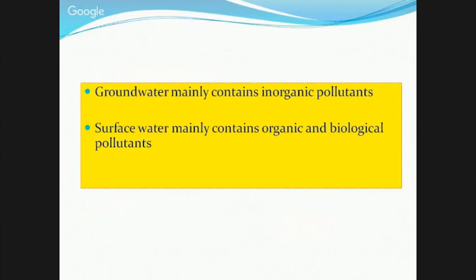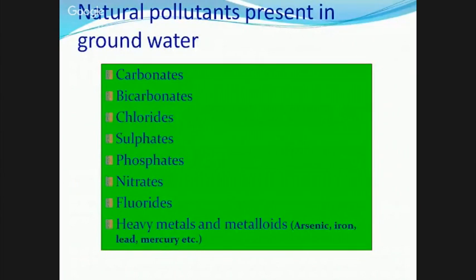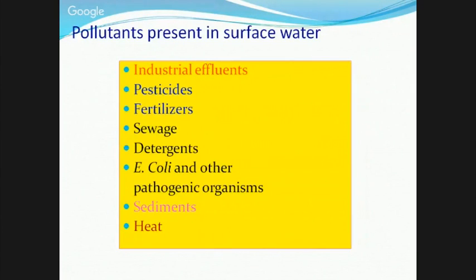Generally, you will see that groundwater contains inorganic pollutants, and surface waters mainly contain organic and biological pollutants. Natural pollutants present in groundwater consist of carbonates, bicarbonates, chlorides, sulfates, phosphates, nitrates, fluorides, and some heavy metals. We have a separate session on this also. Pollutants present in surface water include industrial effluents, pesticides, fertilizers, sewage-contaminated water, detergents, different types of bacteria like E. coli and other pathogenic organisms, sediments, and the high temperature of the water.